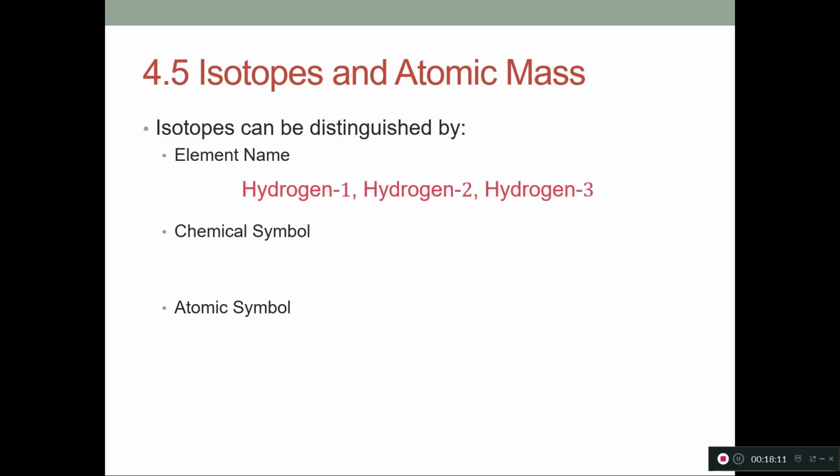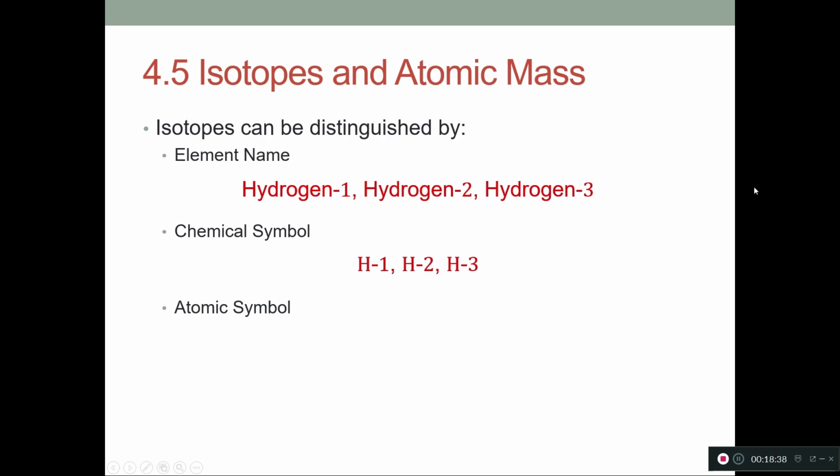And so we can come up with different ways of actually showing these things, showing different isotopes for them. So for instance, if we have different isotopes of hydrogen, we would call it hydrogen 1, hydrogen 2, and hydrogen 3. So hydrogen 1 would have no neutrons because that 1 there is its mass number. And so it has to have 1 proton. So if it's hydrogen 1, it has 1 proton, 0 neutrons. Hydrogen 2 would have 1 proton, 1 neutron. Hydrogen 3, 1 proton, 2 neutrons.